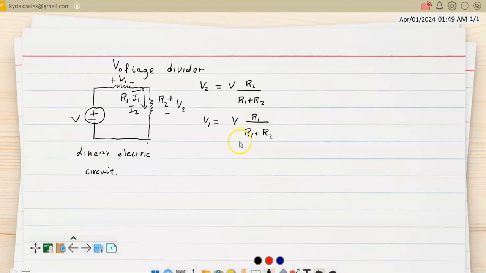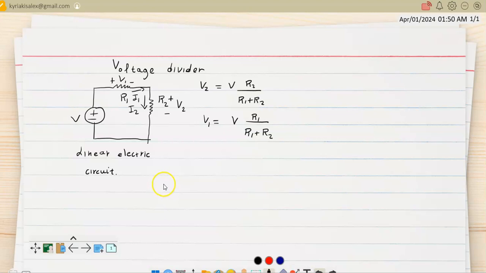In this video, we study voltage divider. We will show these formulas for the voltage V1 applied to the resistor R1 and the voltage V2 applied to the resistor R2.